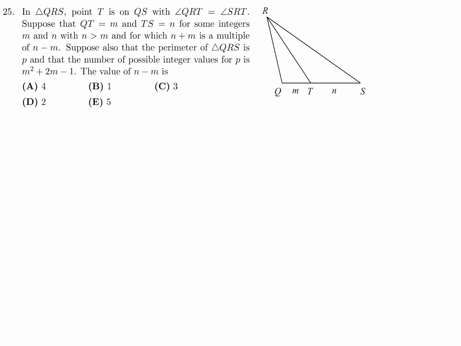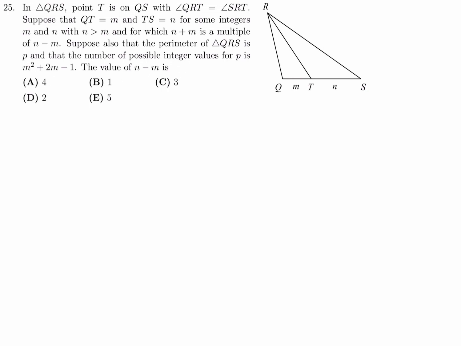In triangle QRS, point T is on QS with angle QRT equal to angle SRT. Suppose that QT is M, TS is N for some integers M and N with N greater than M, for which N plus M is a multiple of N minus M. Suppose also that the perimeter of triangle QRS is P, and that the number of possible integer values for P is M squared plus 2M minus 1. The value of N minus M is.